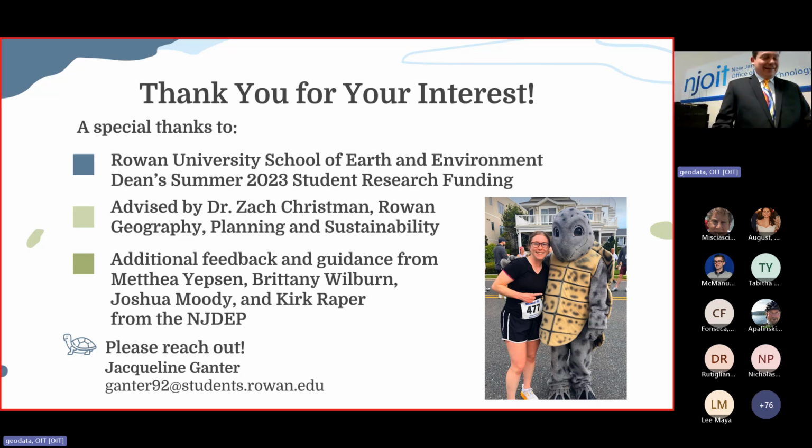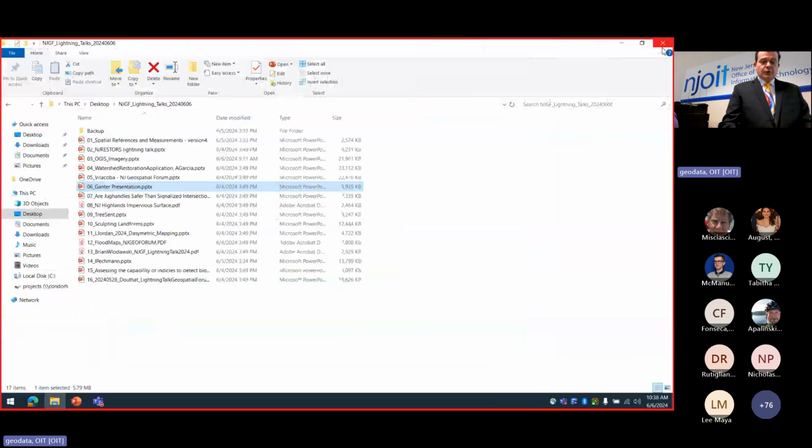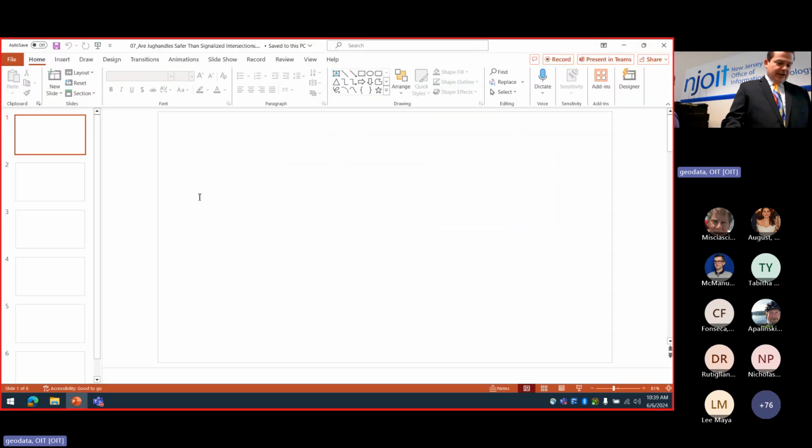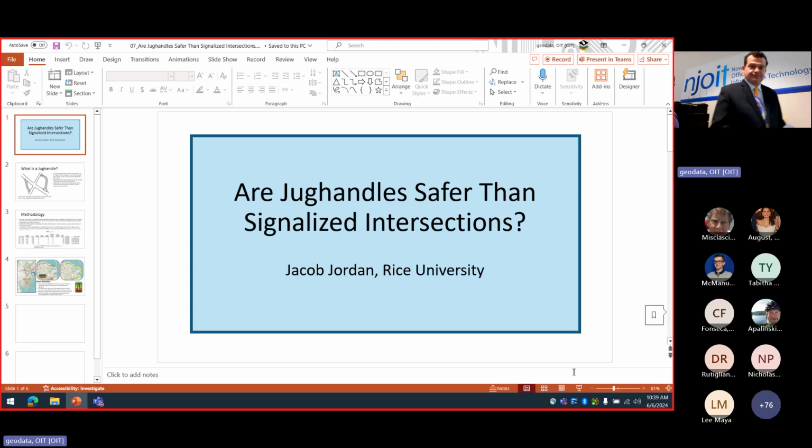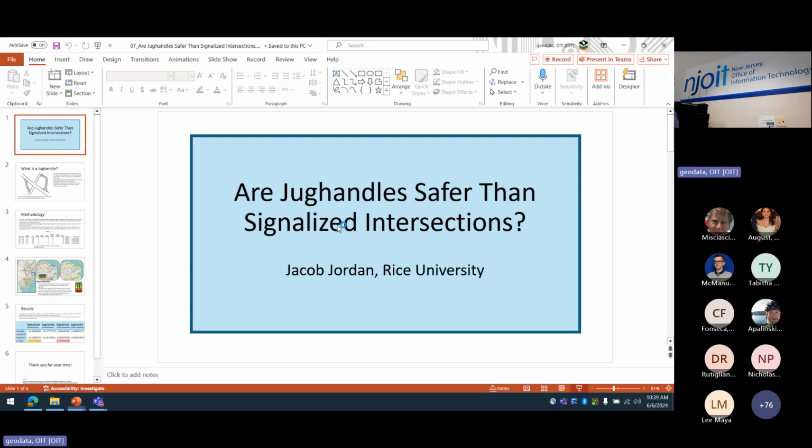Fortunately, the alarm sounded right at the last second there. Sorry about that. I would have stopped that. Okay. Thank you again, Jacqueline. Next up, Jacob Jordan from New Jersey DOT, doing a comparative study of jug handles and signalized intersections. And there's somebody at the front door. Jacob?